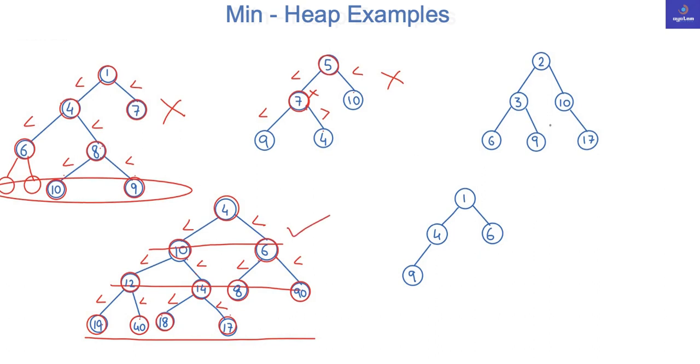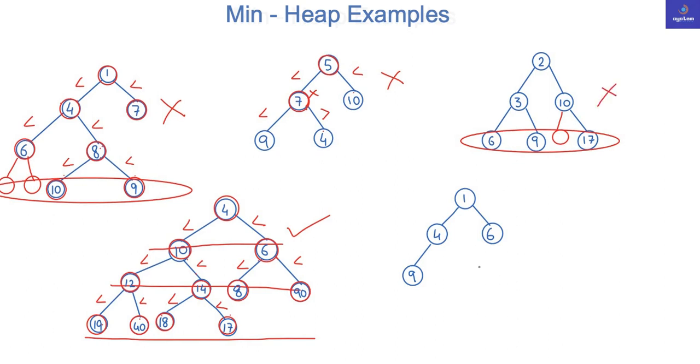Now let's look at this example. From this example, we don't need to check the heap property first. By looking at this example, we can see that in the last level, the nodes are not as far left as possible because we are missing this node here. So this is not a complete binary tree. And since this is not a complete binary tree, it is not a min heap.